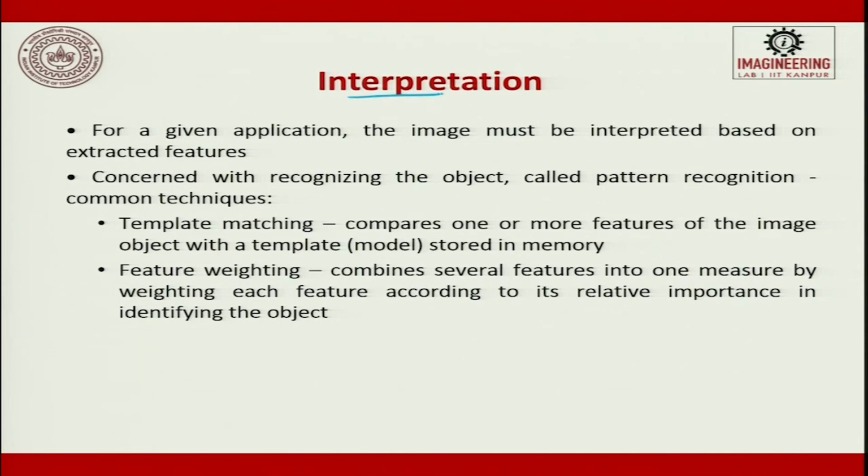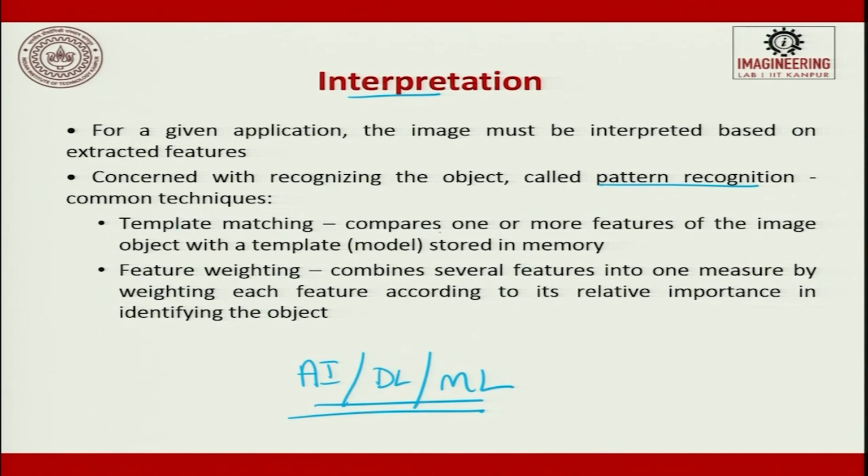Then afterwards comes the interpretation. For a given application, the image must be interpreted based on the extracted features. This is concerned with recognizing the object, called pattern recognition, which is very commonly used. Here we use artificial intelligence, deep learning, machine learning, all these techniques in interpretation in machine vision, which is part of computer aided quality control. Okay. So, pattern recognition is of two types, one is template matching, another one is feature weighting.